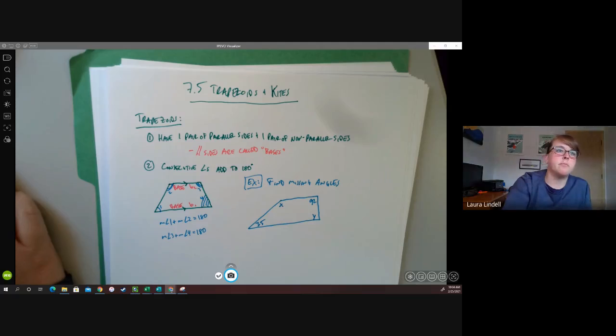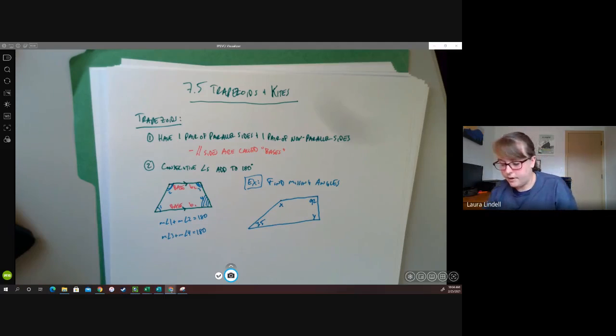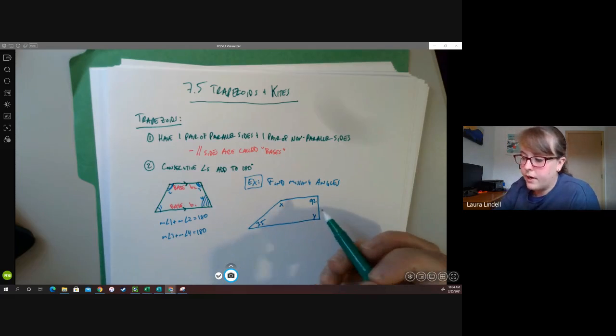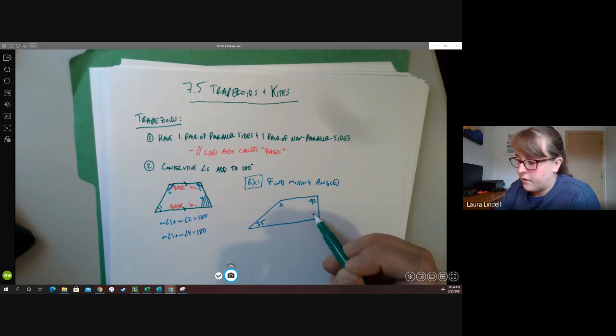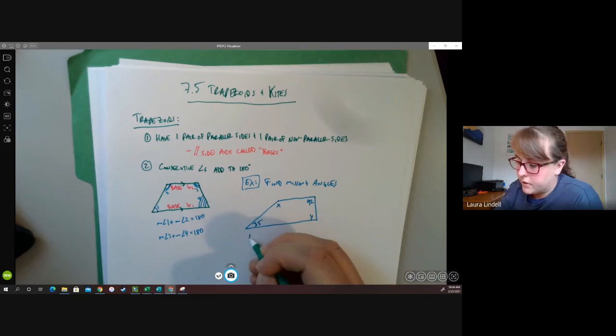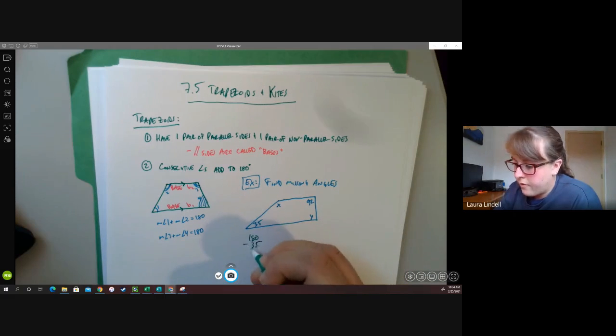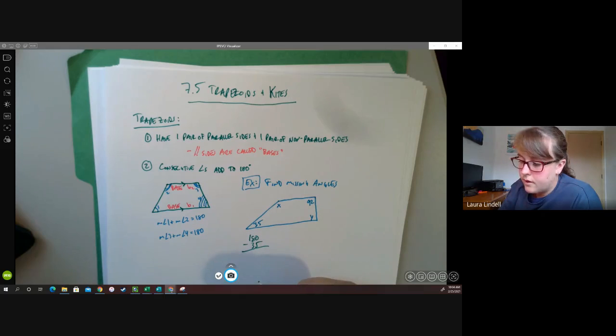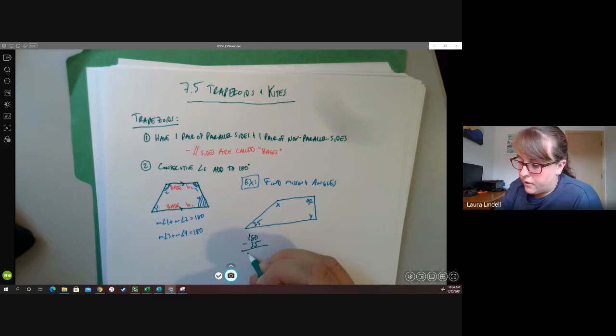So we want to find those missing angles. And the easiest way to do it is to just know that since it's a trapezoid, consecutive angles add to 180. So that means that these two angles will add to 180, and also that these two angles will add to 180. So we can just go 180 minus 35, which is going to give me 145, and that's going to be x.